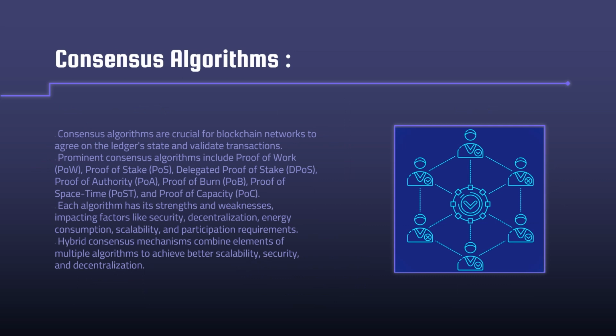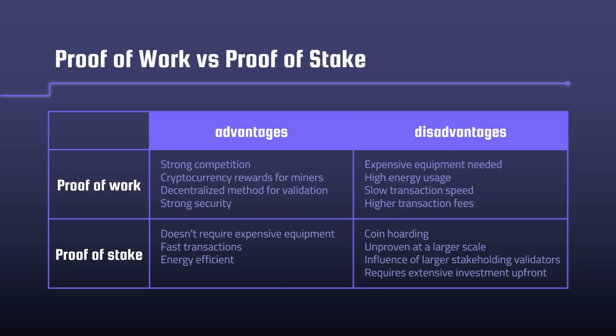Consensus algorithms. Consensus algorithms are crucial for blockchain networks to agree on the ledger's state and validate transactions. Prominent consensus algorithms include proof of work, proof of stake, delegated proof of stake, proof of authority, proof of burn, proof of space-time, and proof of capacity. Each algorithm has its strengths and weaknesses, impacting factors like security, decentralization, energy consumption, scalability, and participation requirements. Hybrid consensus mechanisms combine elements of multiple algorithms to achieve better scalability, security, and decentralization. Proof of work versus proof of stake.